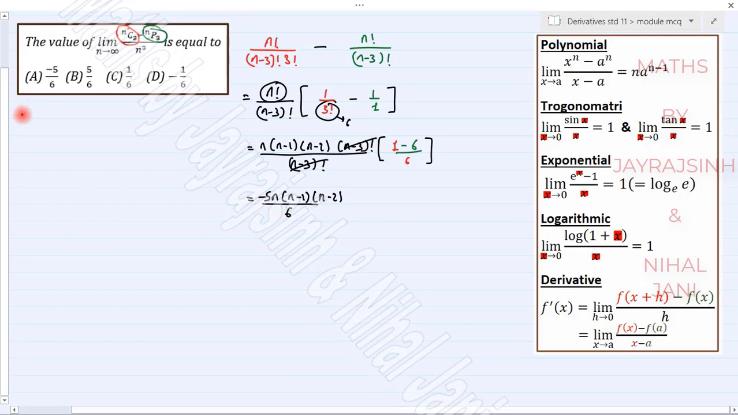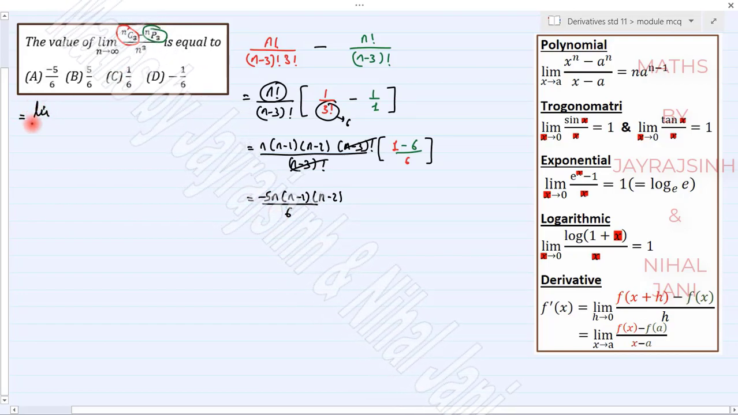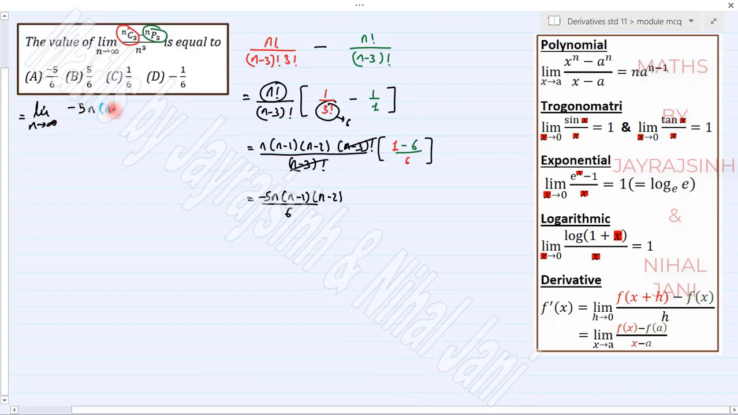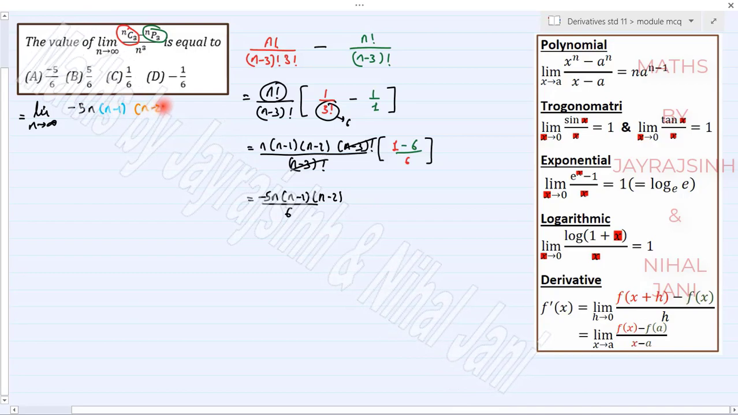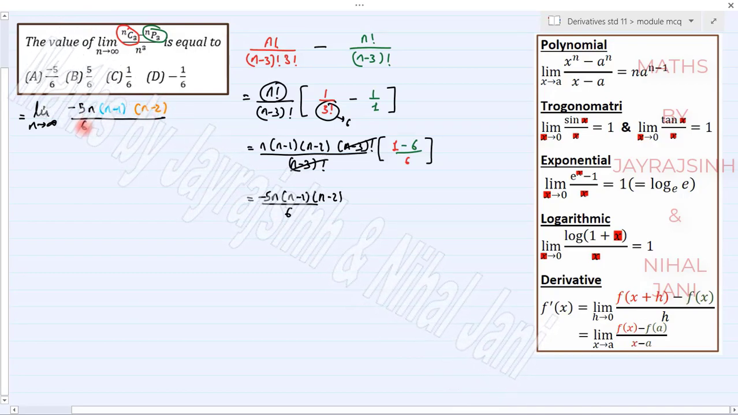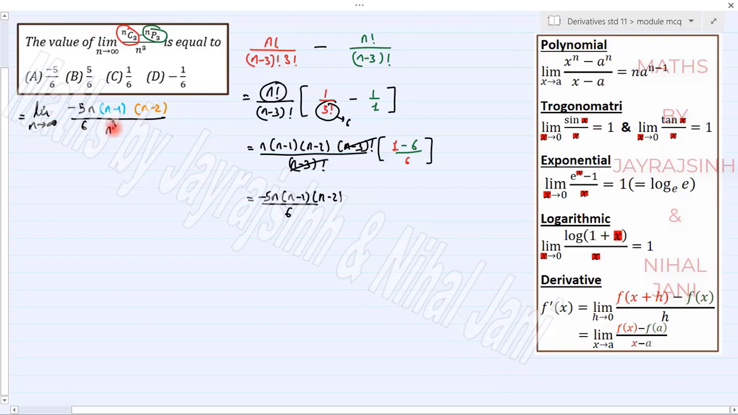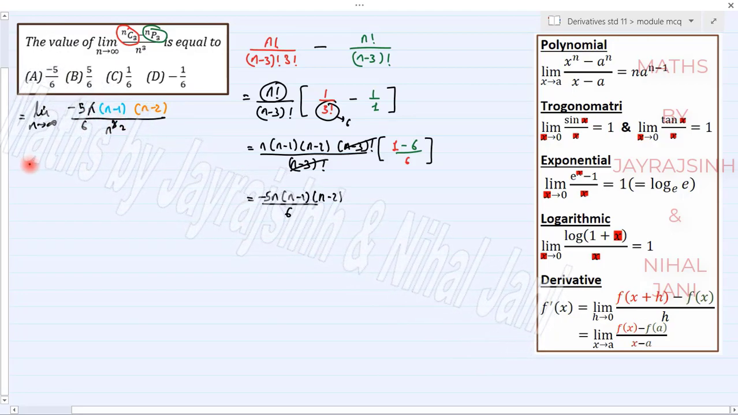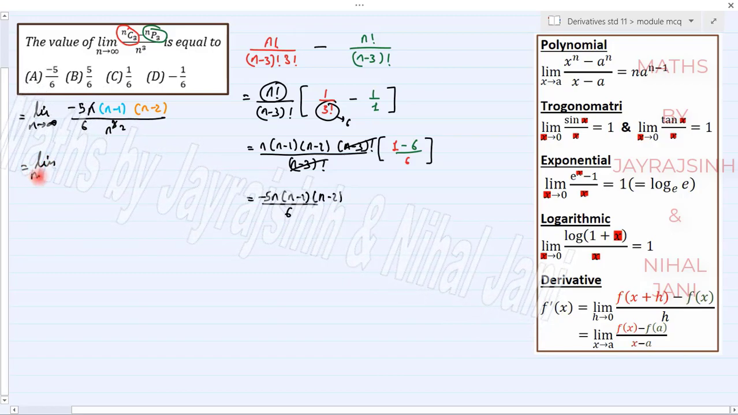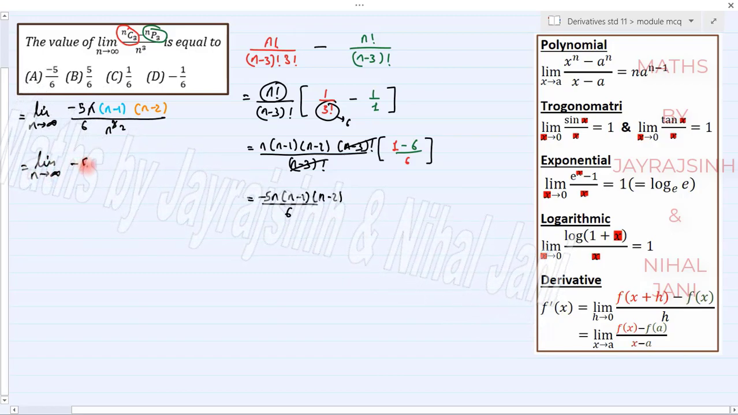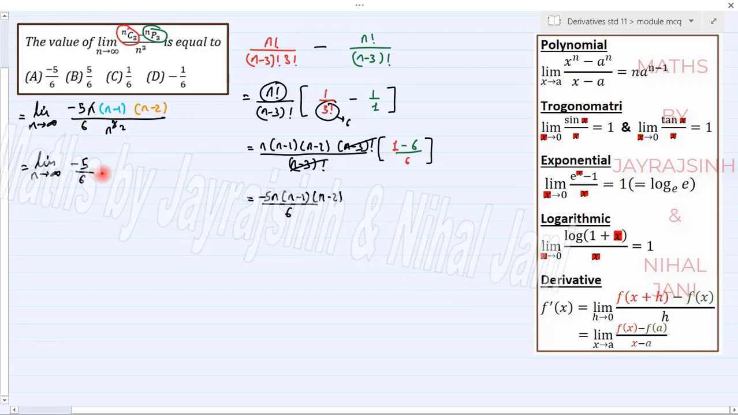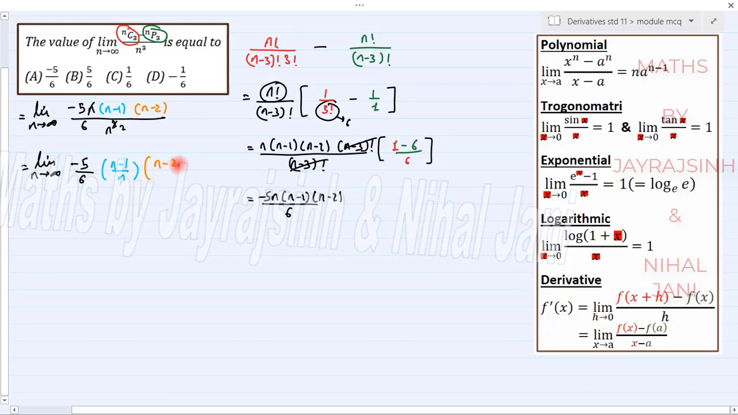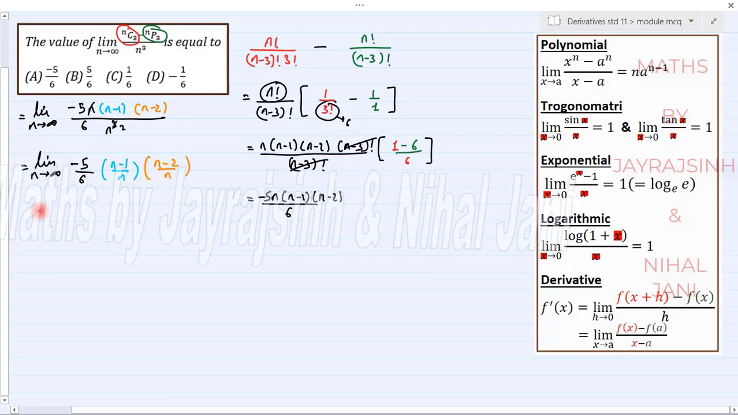So we are ready to find your limit. Limit n tends to infinity. Your numerator is minus 5 n into (n minus 1) into (n minus 2) upon 6. And we have n cube. So here 1 power of n will cancel out. So you'll get n square. And we know that whenever your n tends to infinity, we have to give individual n. One n with n minus 1 and another n with n minus 2.